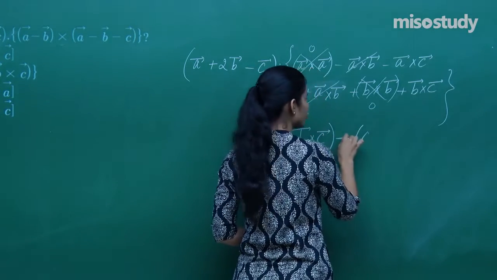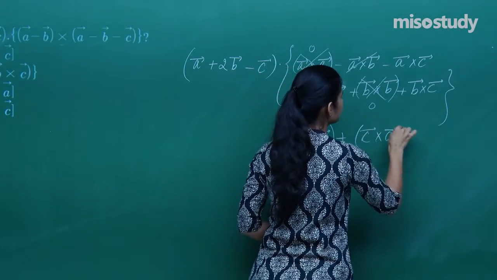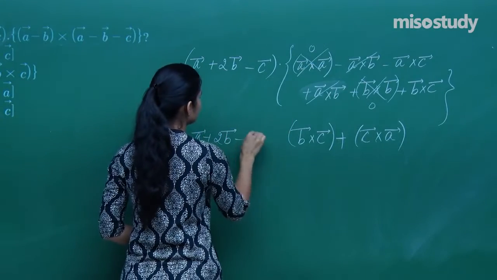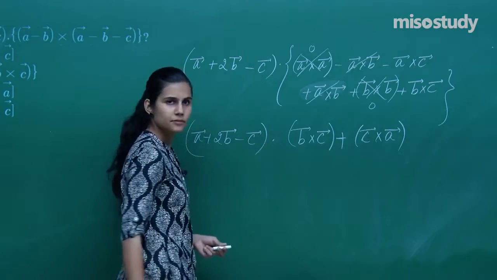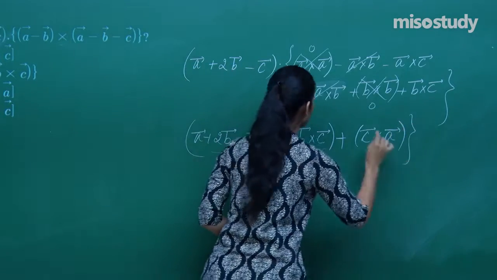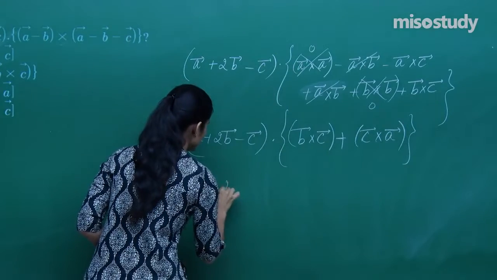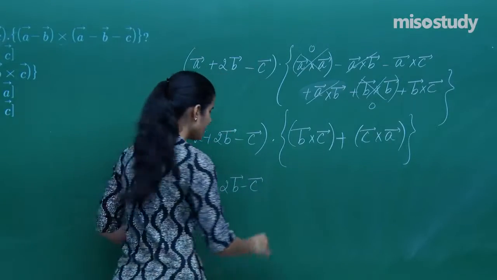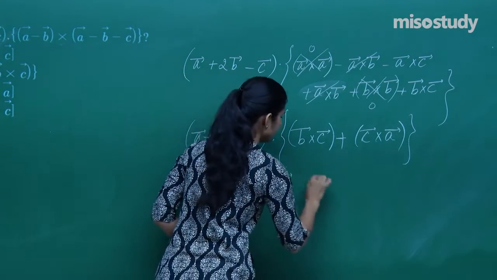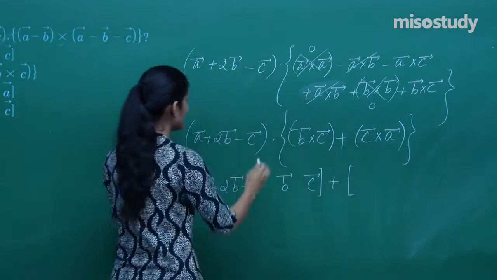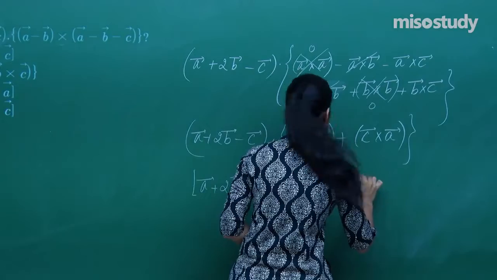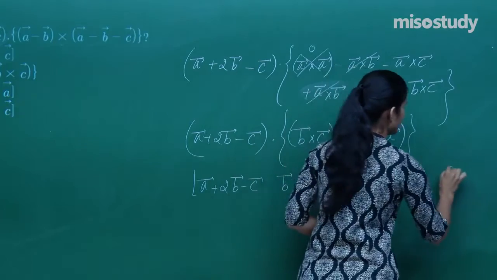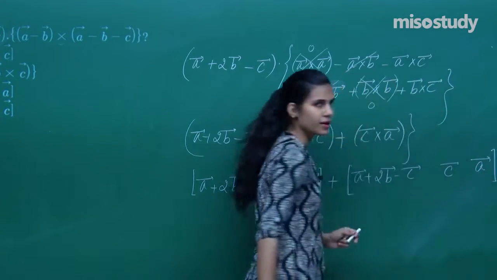minus A cross C or plus C cross A. And you have this in the dot product, A plus 2B minus C. And therefore, because dot product is distributive over addition, I get A plus 2B minus C dot product with B cross C. That means scalar triple product of this, B and C, plus exactly in a similar fashion this dot product with C cross A means this, and then C and then A scalar triple product.